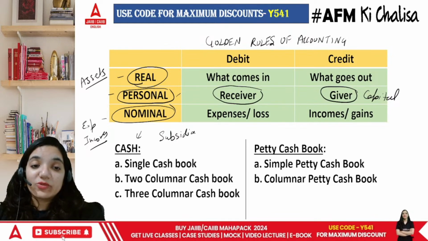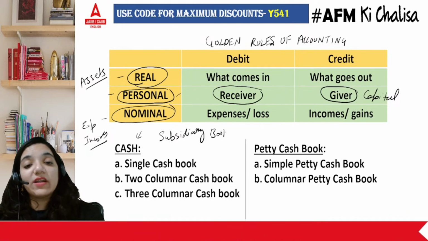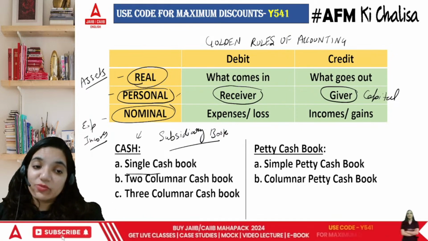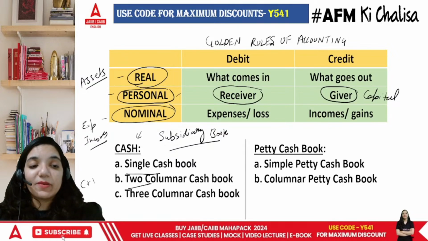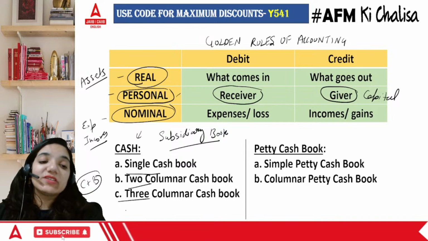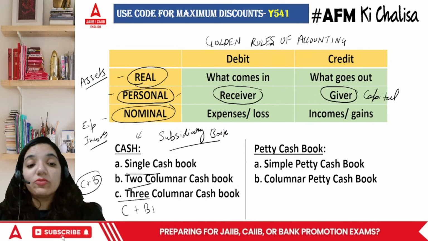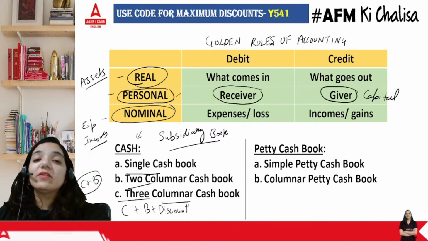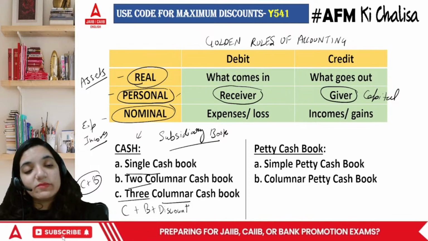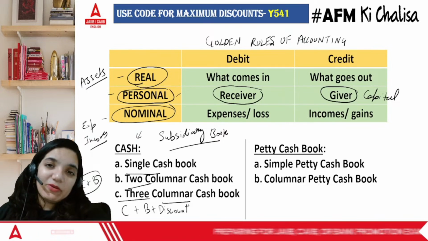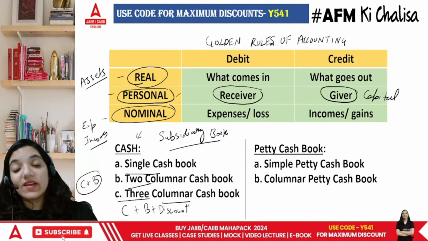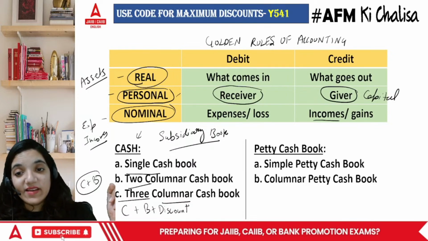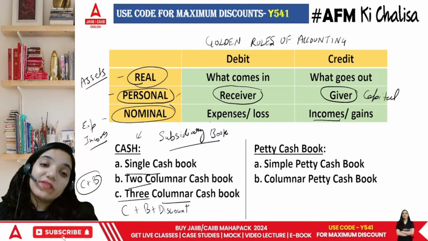The cash book records every journal entry which has cash directly into it. If it is only about cash, then it is a single-column cash book. A 2-column cash book means cash plus bank. And a 3-column cash book means you record cash account, bank account along with discount account in this particular book. Everybody always remember, cash and bank are real accounts, right? Debit what comes in, credit what goes out clearly applies to them. But what about discount? If I receive discount, it will be on the credit side. If I give discount, it would be on the debit side.